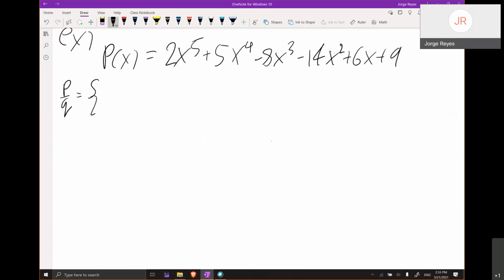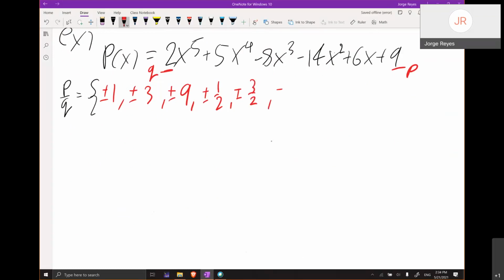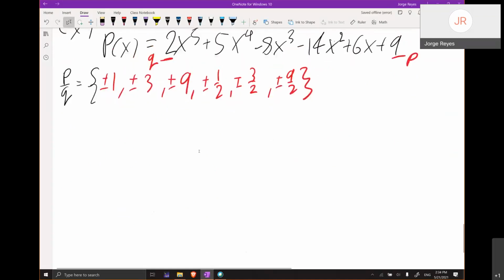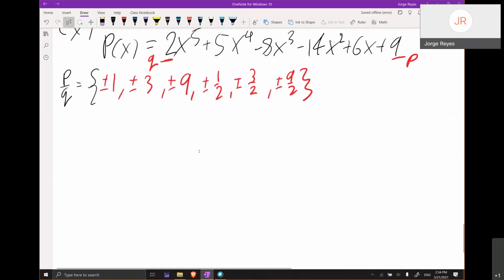So Q is 2, P is 9. By the rational roots theorem, I have plus minus 1, plus minus 3, plus minus 9, plus minus 1/2, plus minus 3/2, plus minus 9/2. Okay, so we have 12 rational roots, and we want to guess.